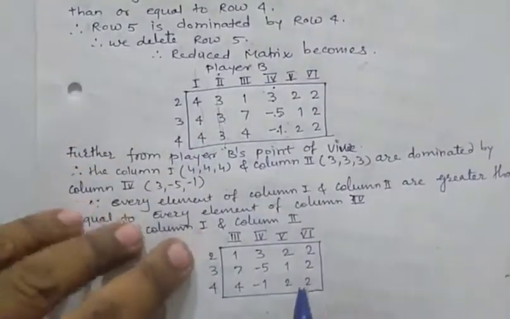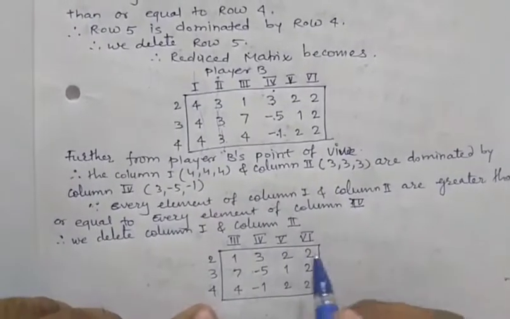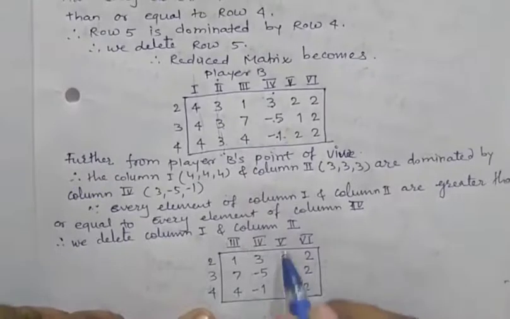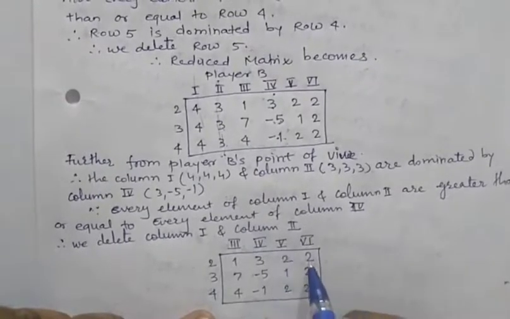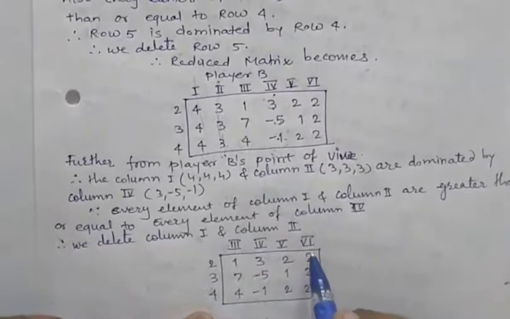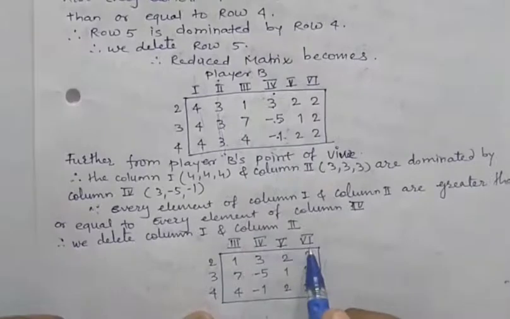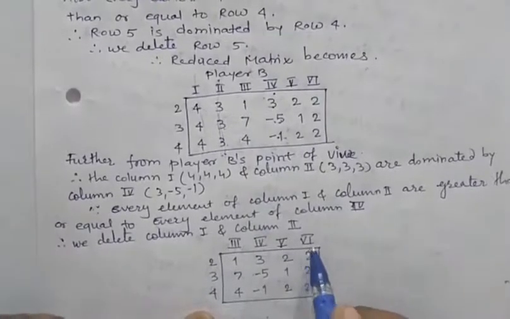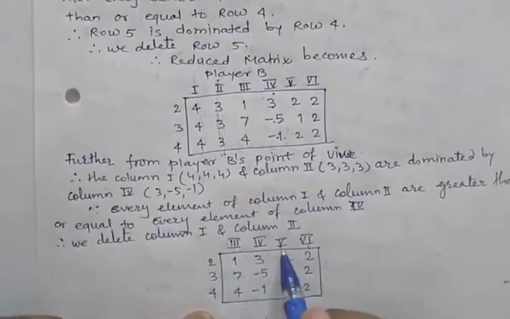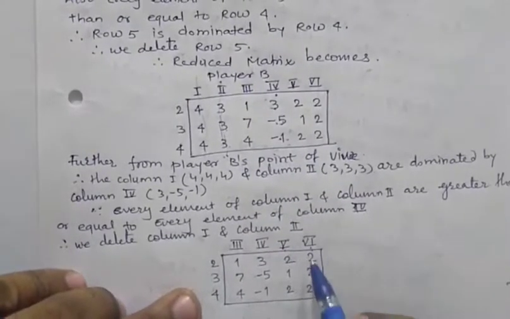Now next, again see this example. Here every element of column 4 and column 5 is compared. Means what? Every element of column 5 is less than or equal to every element of column 6. Therefore column 6 is dominated by column 5.